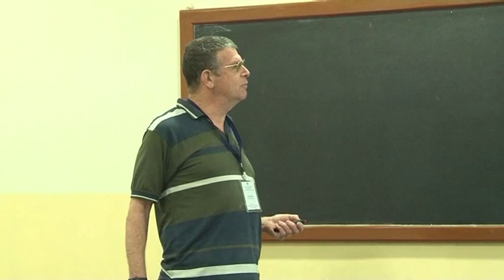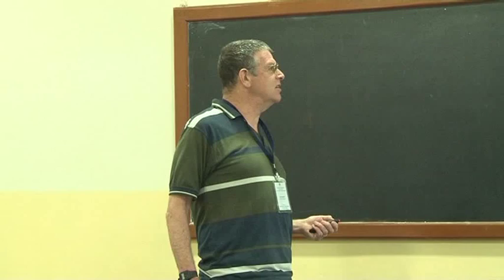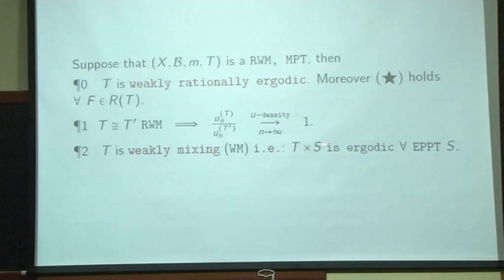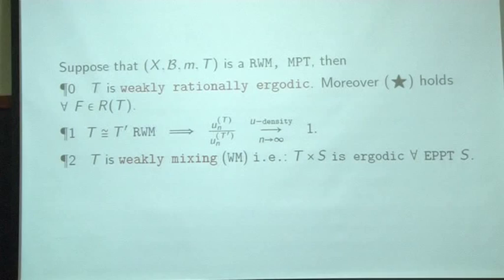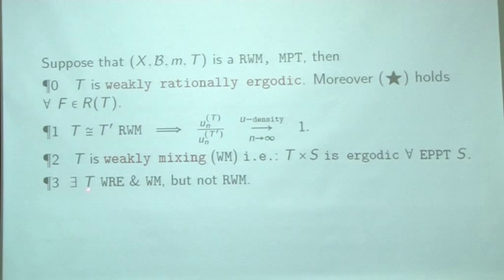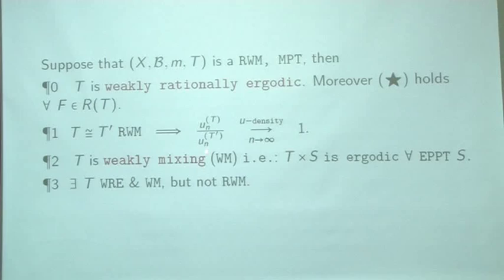So if I have two isomorphic transformations, and one is rationally weak mixing, so is the other one, and essentially the weights are the same. So I get that spectral weak mixing follows from rational weak mixing. Spectral weak mixing means no eigenvalues, or equivalently, the Cartesian product is ergodic for every ergodic probability preserving transformation. So that follows. And now, as an example of something which is weakly rationally ergodic, spectrally weak mixing, but not rationally weak mixing.